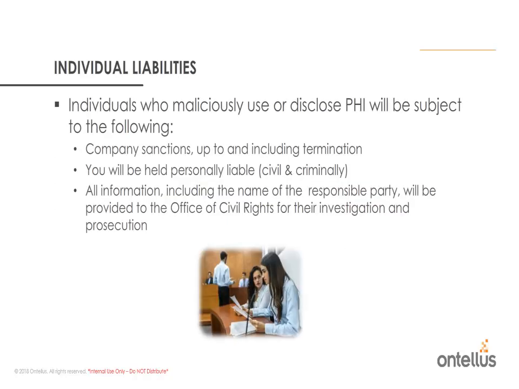In addition, individuals who maliciously use or disclose PHI will be subject to the following. They can be subject to company sanctions up to and including termination. Such individuals will be held personally liable both civilly and criminally, and all information, including the name of the responsible party, will be provided to the Office of Civil Rights for their investigation and subsequent prosecution.